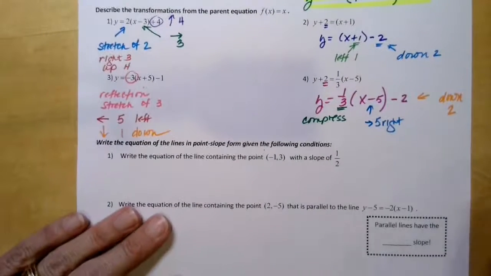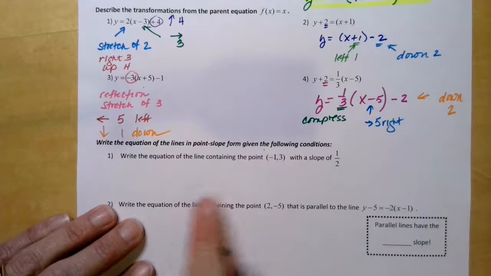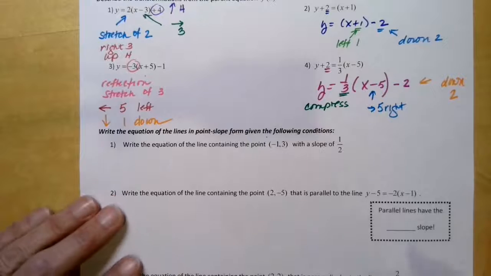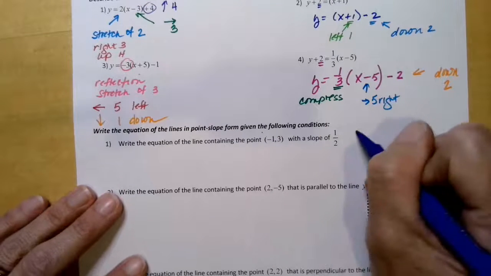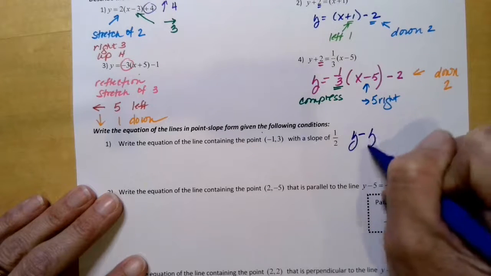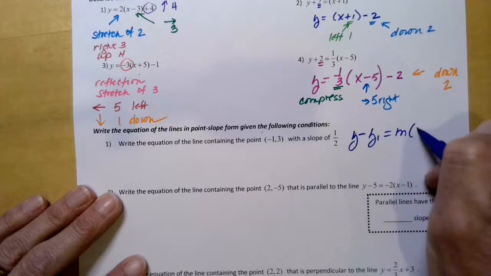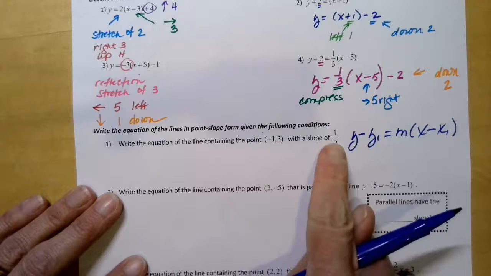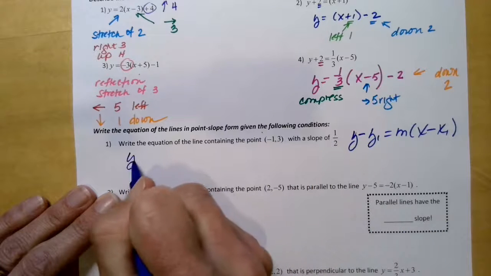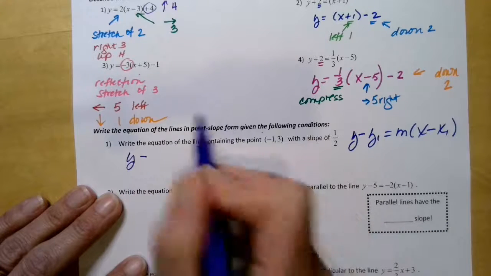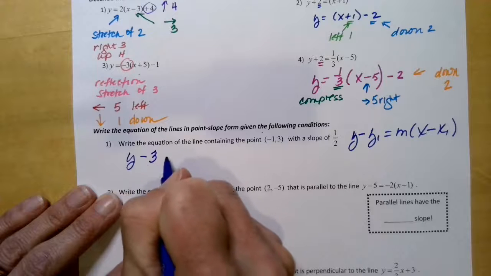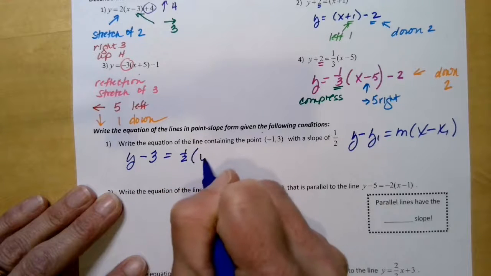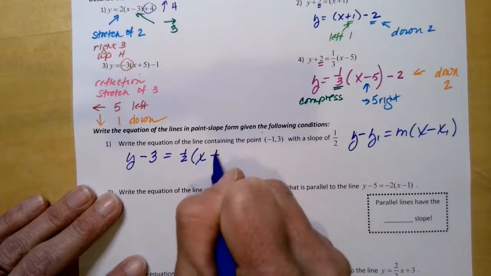Write the equation of the line in point slope form containing this point with a slope of 1/2. Are you ready? Point slope form is the easy one where all you got to do is fill in the boxes. So it's y minus y1 equals slope times x minus x1. Ready? Containing that point and that slope. So we have y minus, what's your y? 3 is equal to your slope, 1/2 times x minus -1.